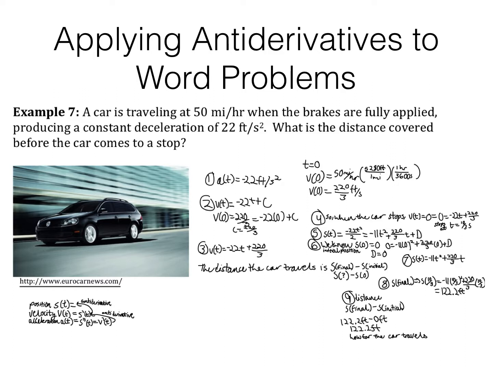And s final would be plugging in the time where it would stop from step 4, and we would get 122.2 feet. Then distance is simply s final minus s initial, which is 122.2 feet. And that's how far the car travels.